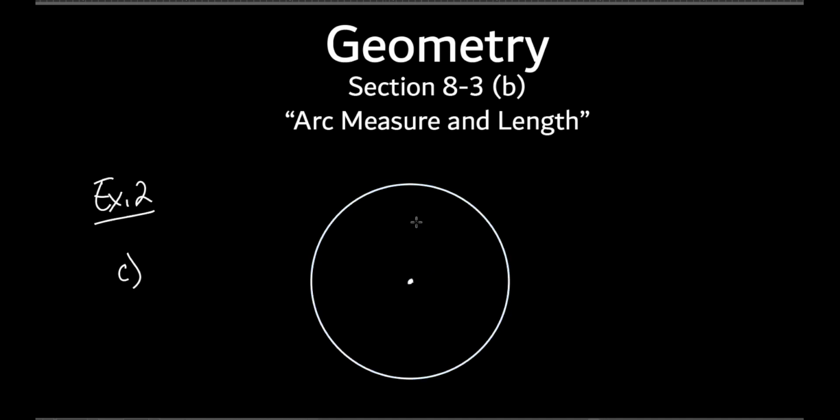Let's see what they give us. They give you a little angle right here. They don't tell you this angle, but they tell you another angle. All right, so we'll call that theta. So they call this angle 330 degrees. So let's mark that.